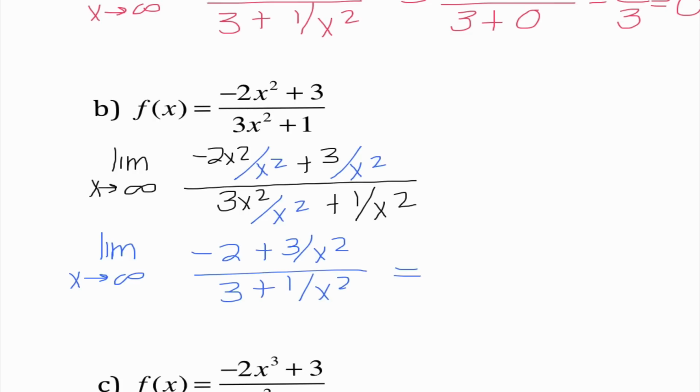And once again, I'm going to look at these separately. So the limit of negative 2 as x approaches infinity is negative 2. The limit of 3 over x squared as x approaches infinity is 0.